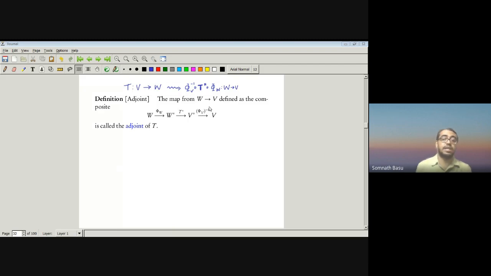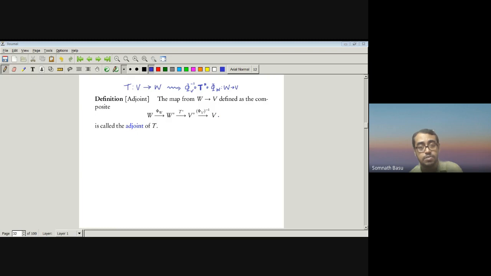So you might ask, why is this linear? Over the reals, it's clearly linear because T star is linear. This is a linear isomorphism, and this is a linear isomorphism. What about C? Will this be a linear map over C? It's additive because phi W, phi V, and T star are all additive maps. It's the scaling that's under consideration. If I scale by lambda, will lambda bar come out or lambda come out? If lambda comes out, then it's a linear map even over C. But remember, over C, this map is antilinear, right?